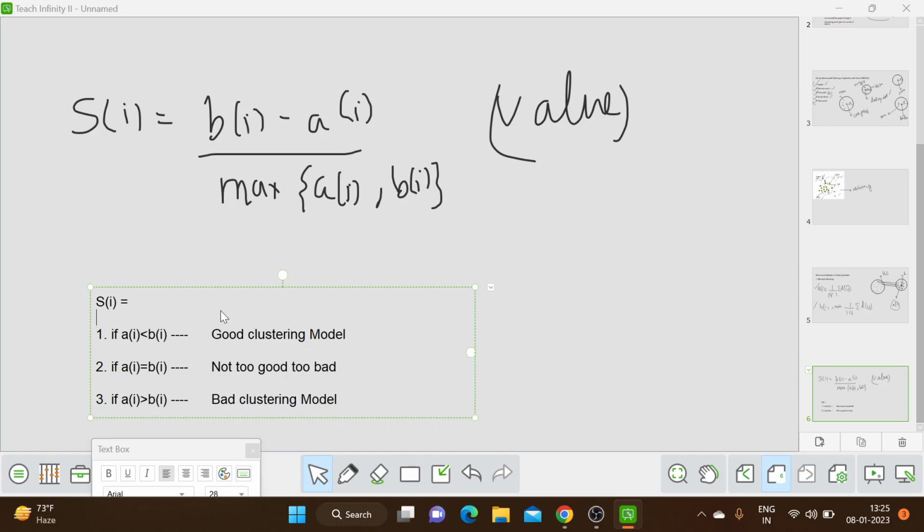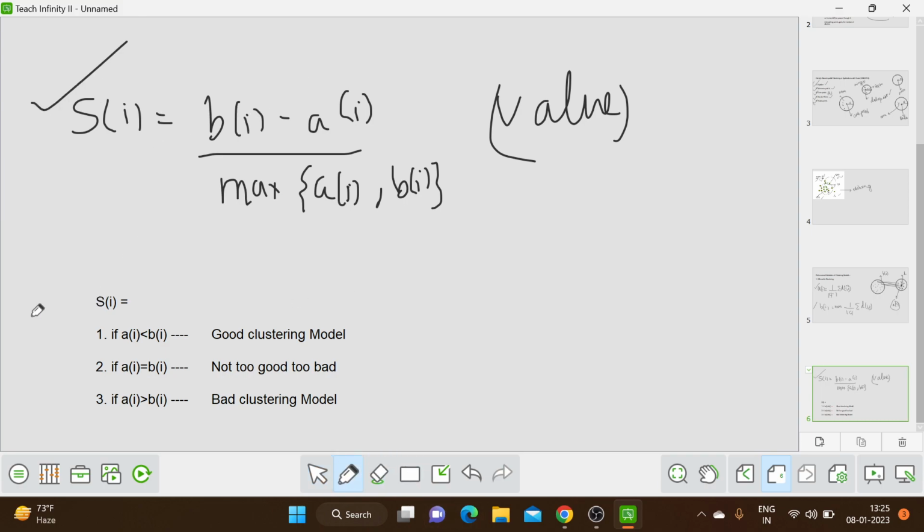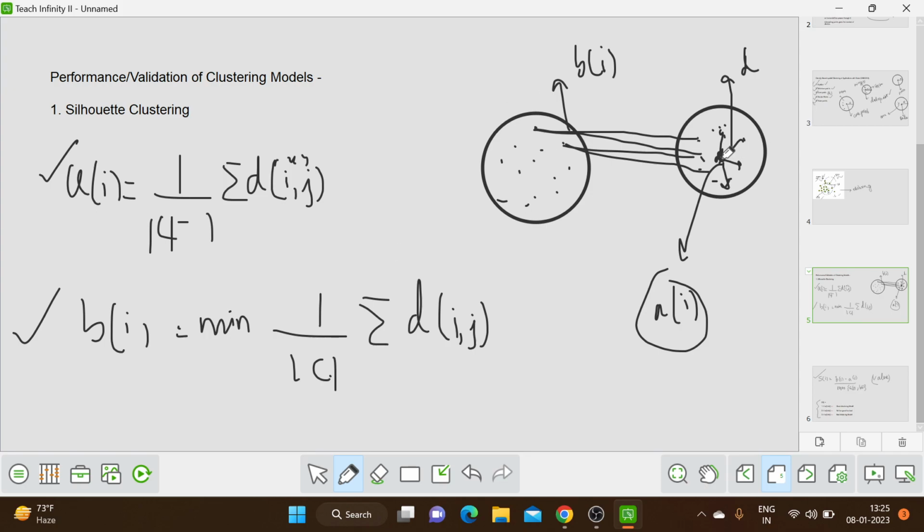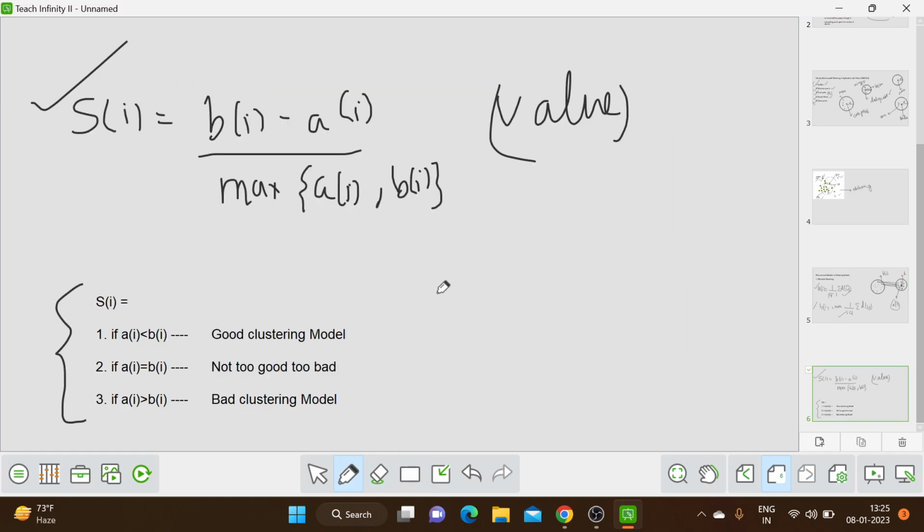So if anyone asks what the silhouette value is, I will calculate this. If anyone asks what a good or bad clustering model is, I will compute from A of I and B of I. How to get A of I and B of I? A of I means take the centroid, calculate the distance, and average it. And B of I is the distance between the clusters. So we have understood whether a clustering model is good or bad. Next we will see the practical implementation.